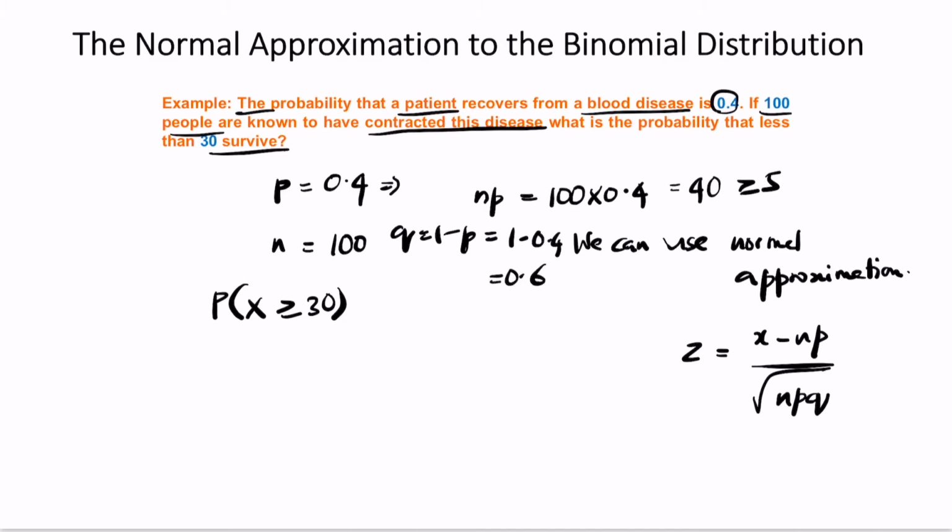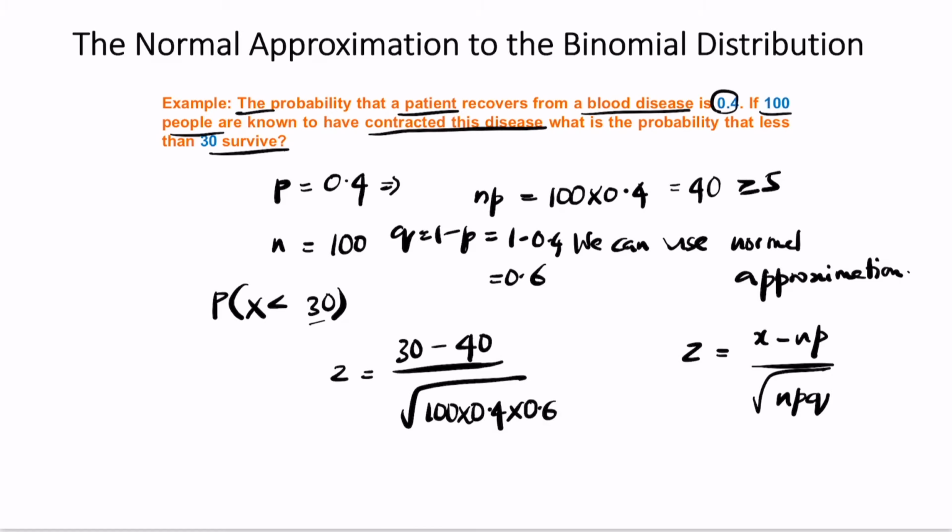So now use the principle here. Z becomes, x here is 30, so 30, I'm sorry, less than 30. So 30 minus np, which is 40, divided by root of n, which is 100, into 0.4 into 0.6. Using this we get Z equal to minus 10 by under root 100 times 0.4 times 0.6.